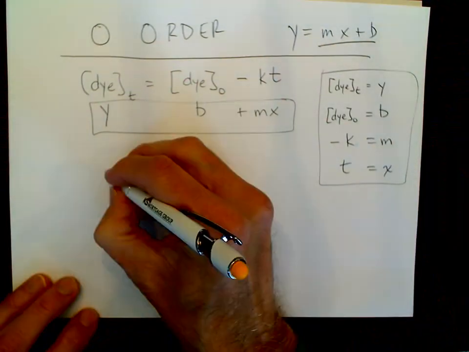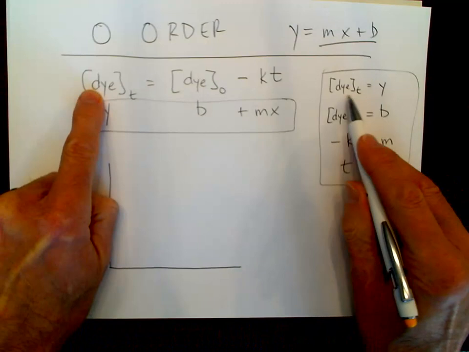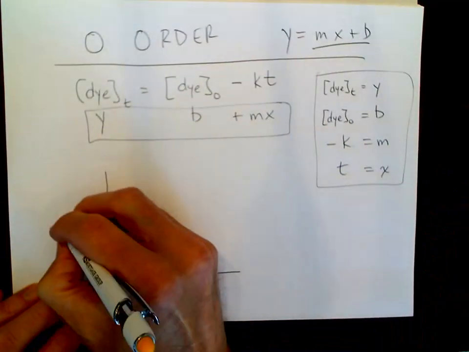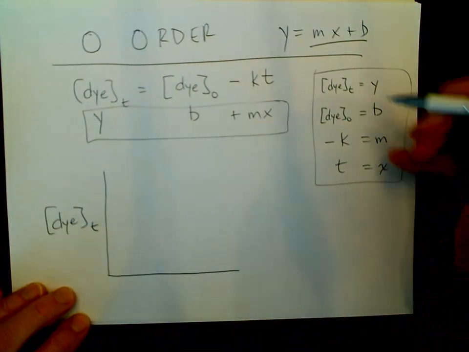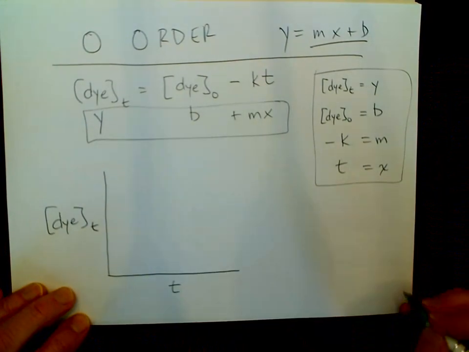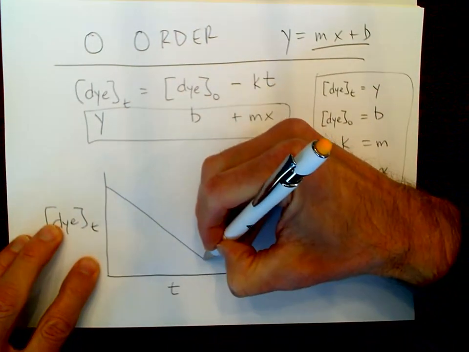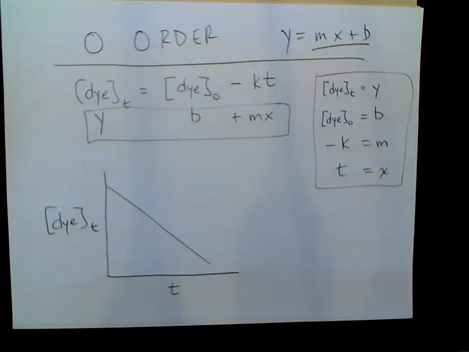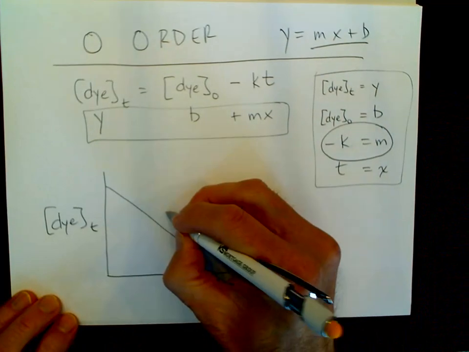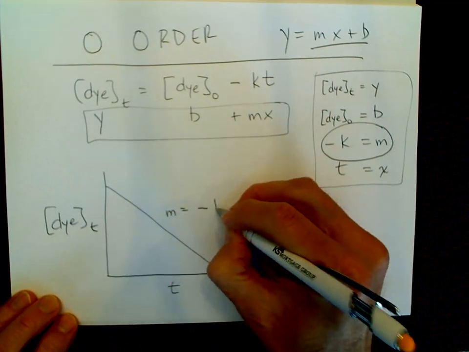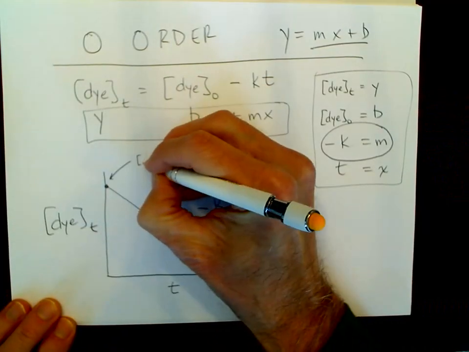And so what that means is if I take a plot of y, which is the concentration of the dye at some time t, and plot that versus x. That's what we always do, we plot y versus x. That's going to be versus time. I should expect to get, if it's zero order, a straight line because we've linearized the equation. I should get a straight line with a slope that's going to be equal to the opposite of the rate constant. And the y-intercept is just going to be the concentration of the dye initially.